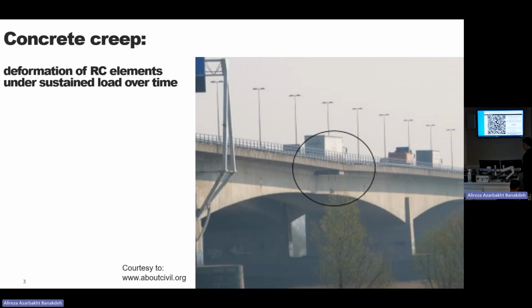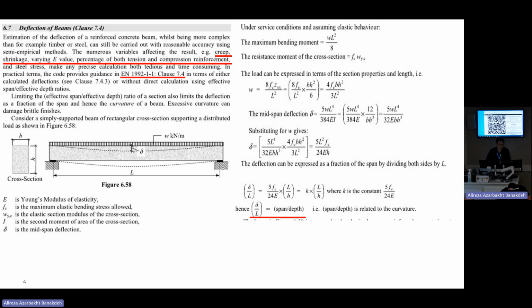So this is what we want to do today, that what is the acceptable deformation for a beam or a slab? Any question? So we are in section 6.7 of the book.